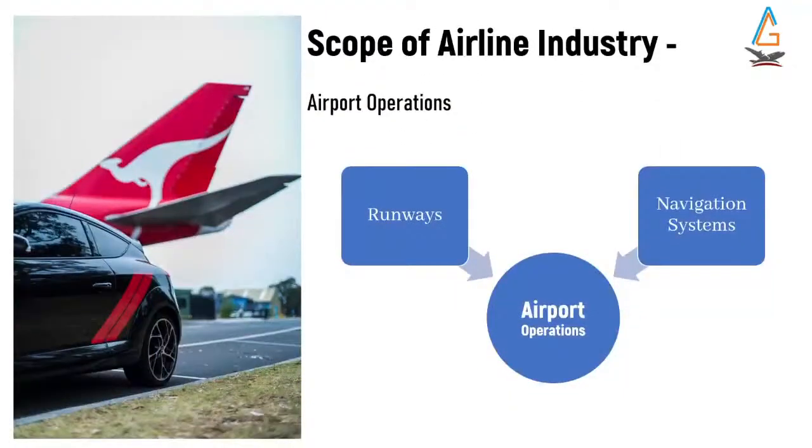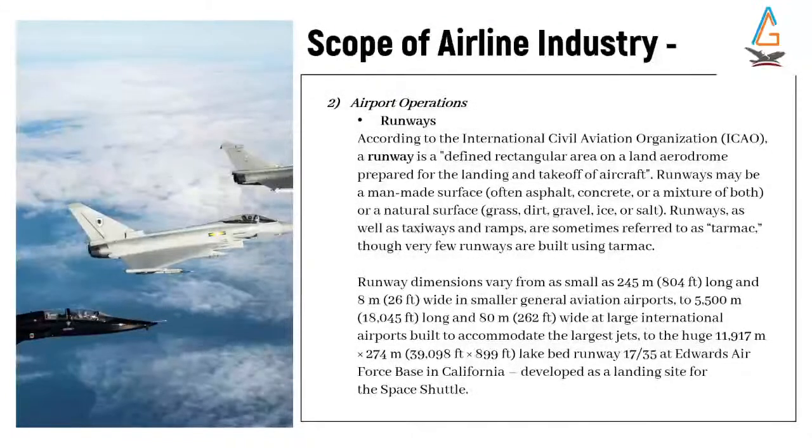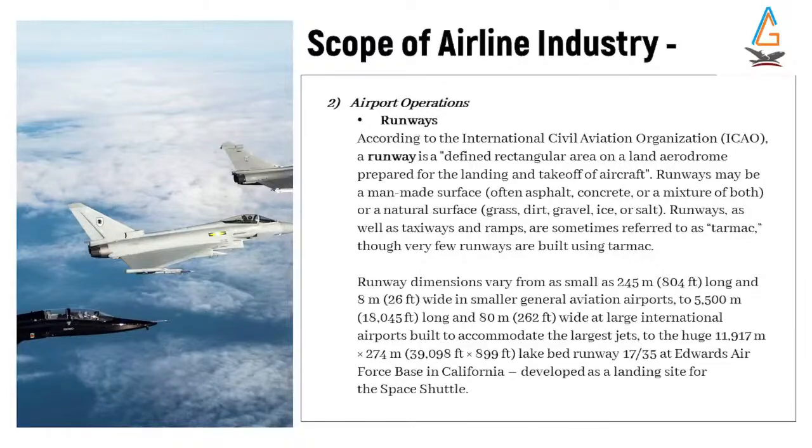Then the next scope what we have is airport operations. Again, there are two sub classifications. Those are runways and navigation systems. What is a runway? I know this is sort of a stupid question, but those who don't know, then listen to this. It is a long and straight rectangular strip which is used to take off or land an aircraft. It is built in large and small sized aerodromes.